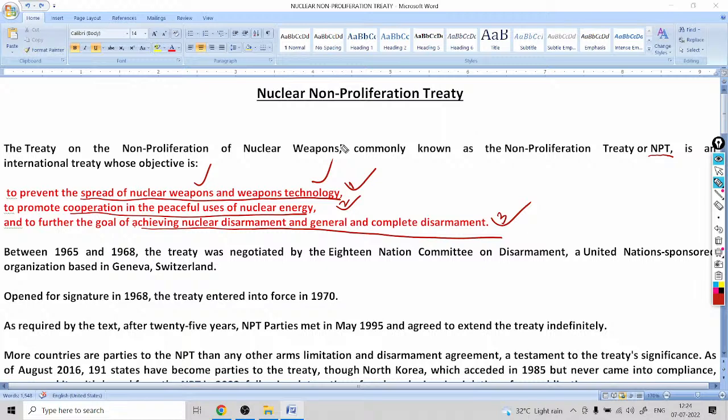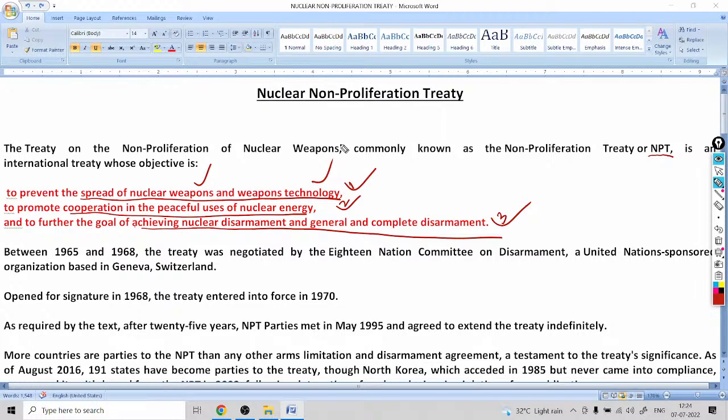Because the treaty was signed by the leaders or representatives at the international conference, but its ratification by the parliament of that particular member country is more important than the signature, because an international treaty only comes into force when it is ratified by the member country.